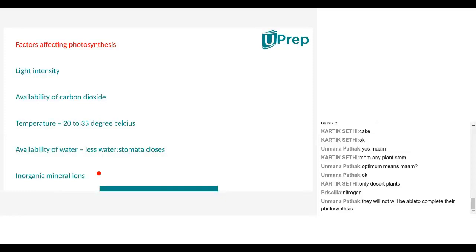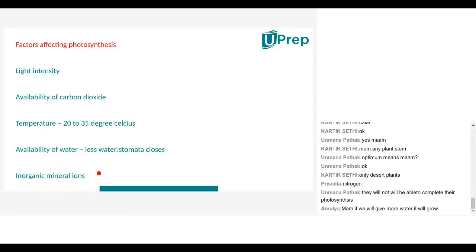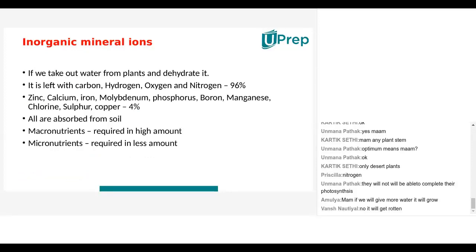Similarly, yes, Priscilla, it requires nitrogen. For example, flowering plants need a lot of magnesium and phosphorus. You get specific fertilizers for fruits so that your plants can have more fruits. You have specific fertilizers so that your plants can have more flowers. So every plant will have different kinds of mineral requirements. You cannot give every mineral to every plant. Yes, Ulmana, they will not be able to complete photosynthesis, because the nutrient requirement will not match.